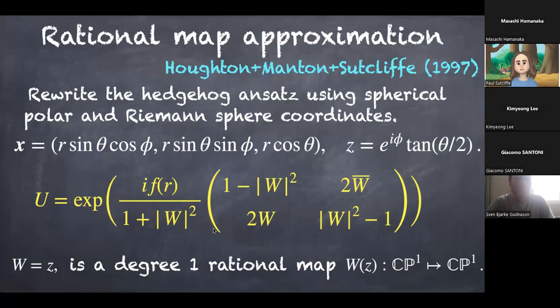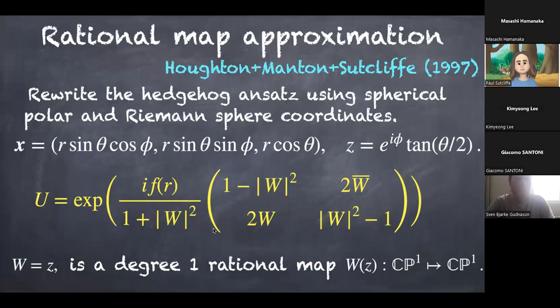So why would I want to write it like this? It's because it now suggests a way that you might generalize this to something beyond the charge 1, so beyond the 1 skyrmion. This W equals Z, well, think of W as a function of Z. It's a degree 1 rational map. Z is a complex number, but it can be infinity as well, because it's stereographic projection. So it's on the Riemann sphere. It's a CP1 coordinate. And so is W. So you can think of W equals Z as a map between Riemann spheres, a map from CP1 to CP1.